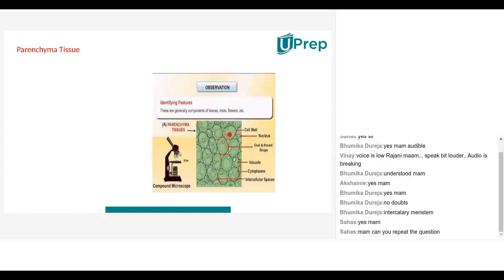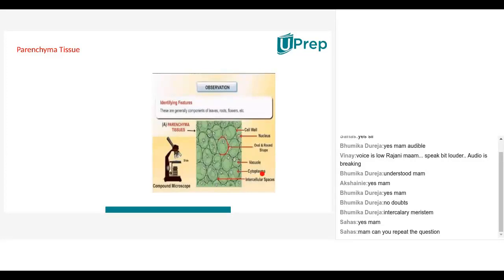Then you have gaps between the cells. Suppose you take this whole as the tissue of parenchyma, different cells are there. In between cells, you have gaps. See the pointer? Okay. Between the cells, you have gaps. Those are called intercellular spaces. Means what? Inter, in between, cellular, cells, spaces, gaps. You find gaps between cells. Those are called intercellular spaces. This is the other important feature of parenchyma.